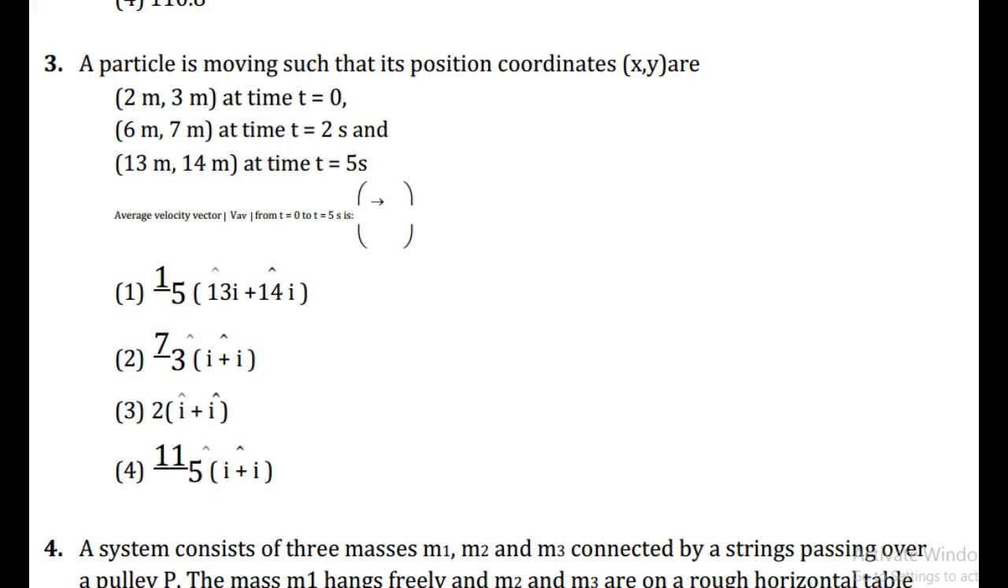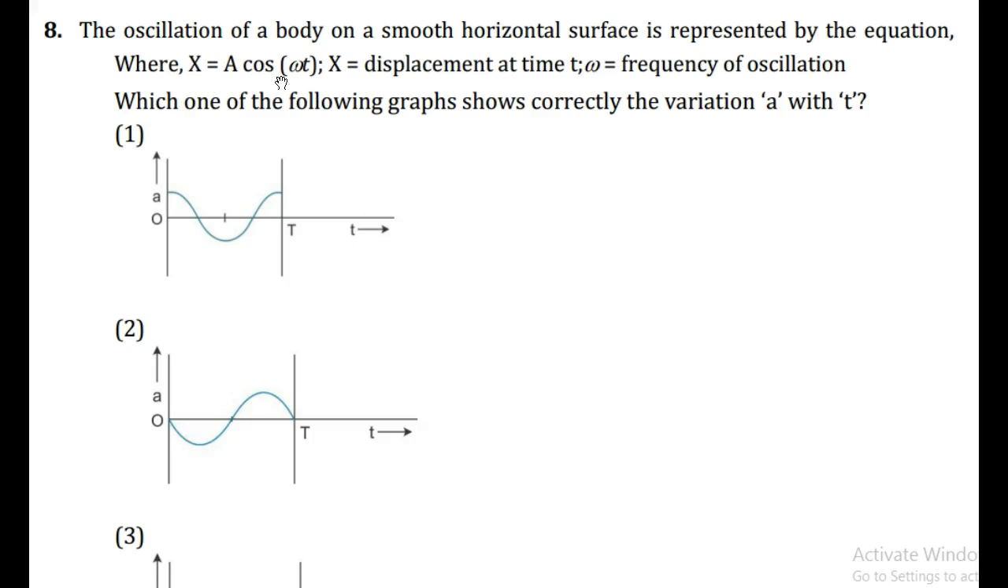Okay, so this is the next question. It is similar to what I taught in one of my previous videos. The oscillation of a body on a smooth horizontal surface is represented by the equation x equals a cos omega t, where omega is the frequency of oscillation and x is the displacement at time t. We are to construct the graph of a versus t.